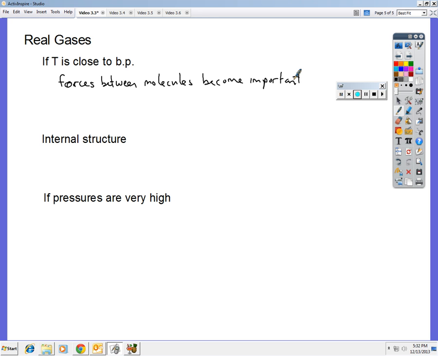And the third way in which real gases differ from ideal gases is that if pressures are very, very high, what happens is that you end up forcing the molecules to become close together. Which means that the assumption we made that the molecules are small compared to the distance between them is wrong. And at very, very high pressures, gases start to act a little bit like liquids.